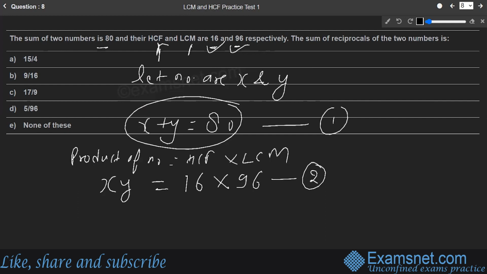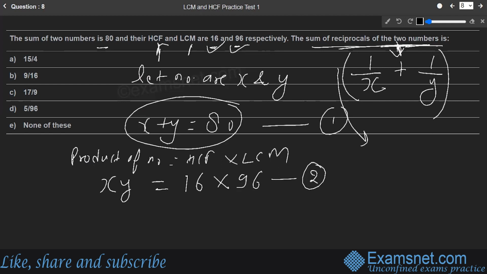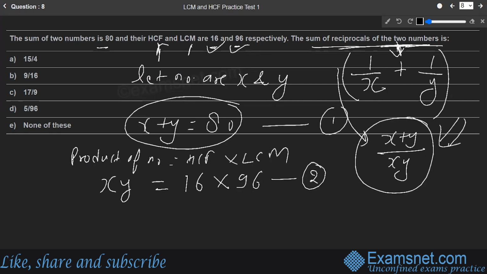We can multiply this also, but if we don't multiply, there will not be any problem. The thing that he's asking for is the sum of reciprocal of the two numbers. So first of all, find out the reciprocal. Reciprocal of the first number X is 1 by X. Reciprocal of the other number Y is 1 by Y. And he's asking for the sum. Sum of reciprocal of two numbers is nothing but 1 upon X plus 1 upon Y. If we simplify this by taking the LCM as XY, we receive X plus Y over XY.